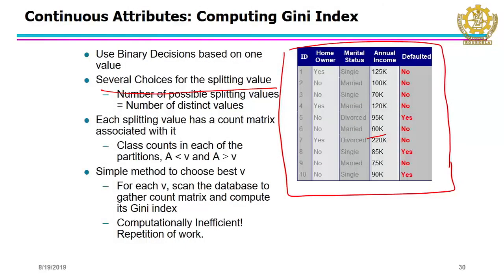What is that? We have several choices for splitting the value. How many choices do you have? That is the number of distinct values available in the data. You see how many distinct values; I do not see any repetition here, so we have 10 splits. Then where do you put the split? Now we will explain this with one example.